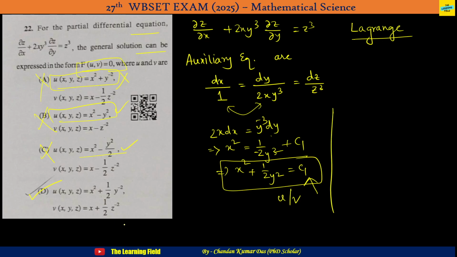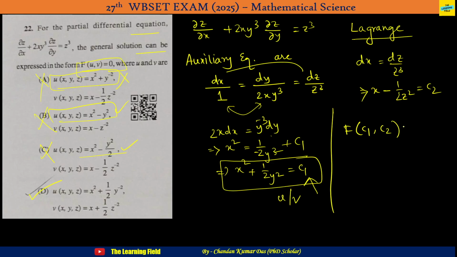Or you can also check the v function. If we take the first and third function, then dx equals dz by z cube. If we integrate here, we get x minus 1 by 2z square equal to c2, and the solution is written as u(x, c1, c2) equal to 0, which is c1 or c2, so you can write the u and v functions. That means u equals this and v equals this. So option D is the correct answer to this question.